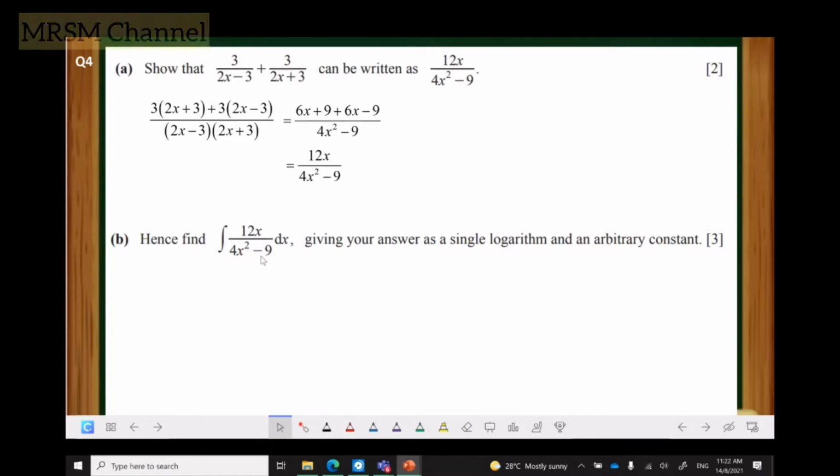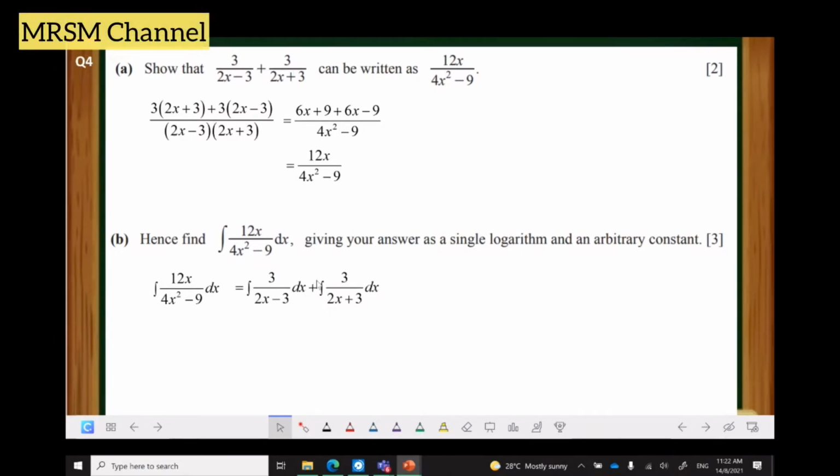So apa yang kita ada sekarang ini dekat A, dia kata you plus these two, you will get 12x over 4x square minus 9. So if you want to integrate 12x over 4x square minus 9, kita kena balik semula ke tempat asal dia. So where do you get this? How do you get this? You get this from 3 over 2x minus 3 plus 3 over 2x plus 3. So kita kena tukar this one jadi 2 fraction. Okay, this 2 fraction. So dia akan jadi equal to this one and this one.